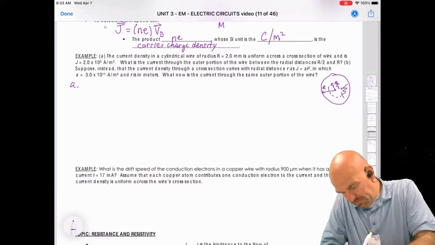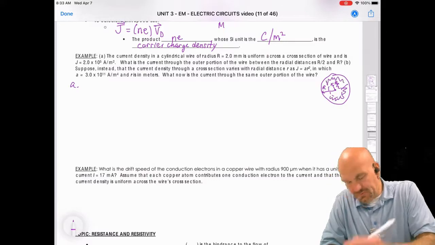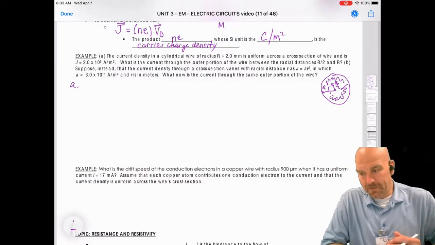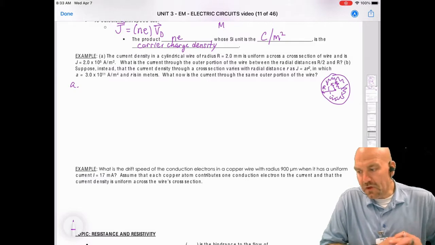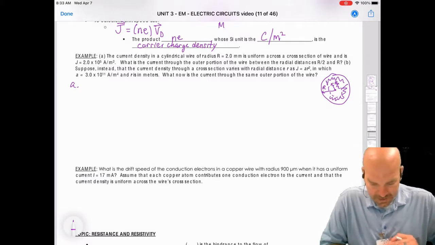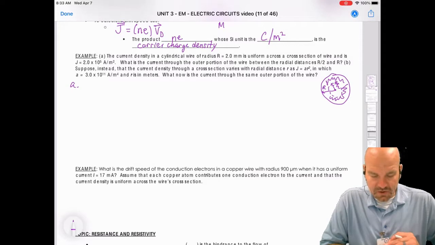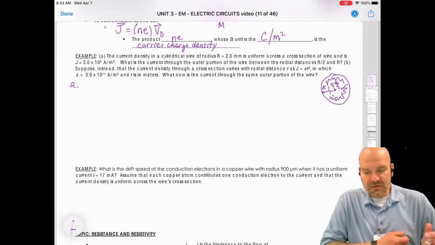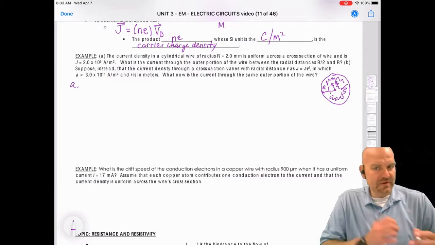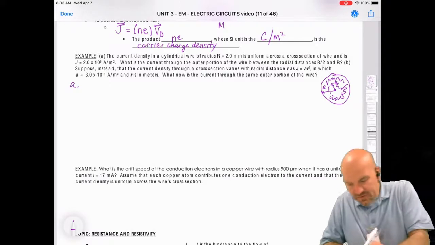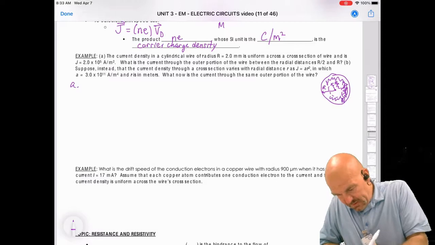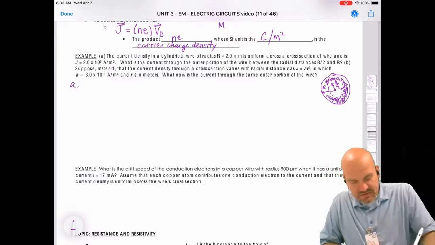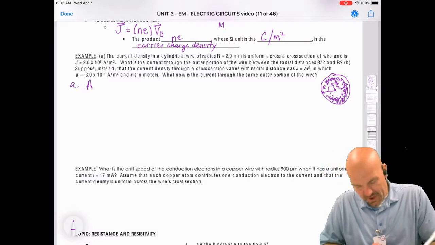And what we want to do is find the current that is flowing through that portion of the wire, okay? So for part A, we're looking for the current through the outer portion of the wire, between that distance. So what we need to do is figure out how much area is in what I'm coloring right now. So we need to find the area that we're looking for.